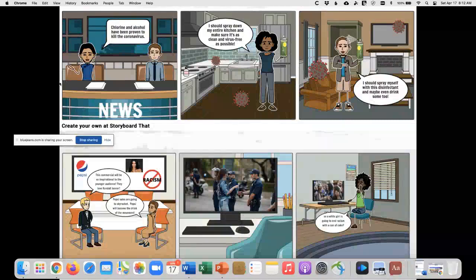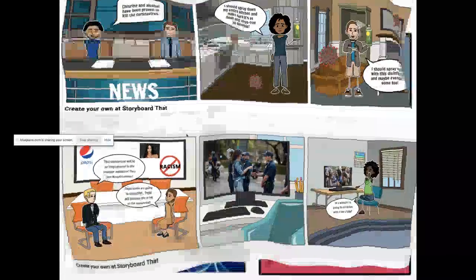The bottom one also, this commercial will be so inspiring to the younger audience. They love Kendall Jenner. Pepsi sales are going to skyrocket. Pepsi will become the drink of the moment. The advertising marketing campaign talking about how they're going to sell this, and that ridiculous ad from Pepsi. And then lastly, young girl saying, so a white girl is going to end racism with a can of Coke. Wonderful ways to use media.